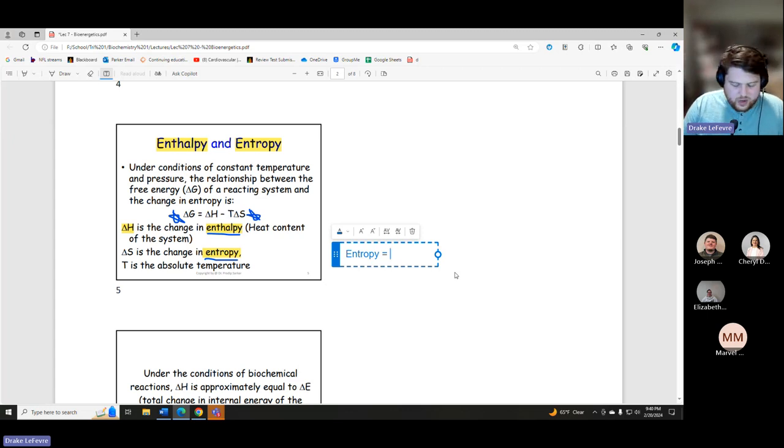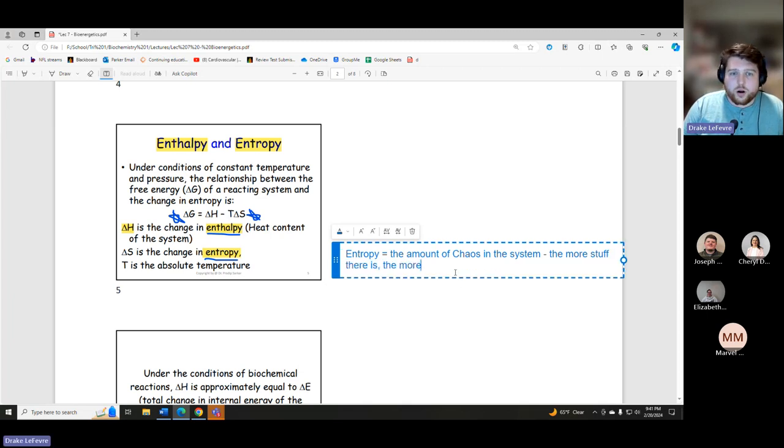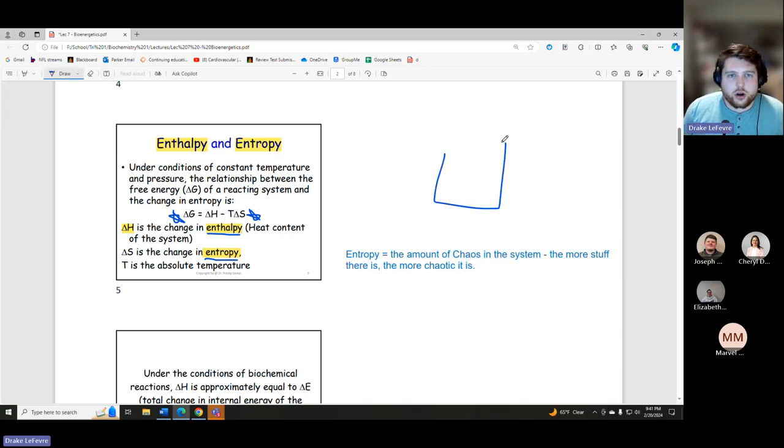So entropy, the way that I learned this and the way that it was described to me, entropy equals the amount of chaos in the system. Okay. The more stuff there is, the more chaotic it is. So what this means is, let's say we have a glass jar with water in it. This little jar is our system. And let's say I drop a bunch of sodium chloride into the water.